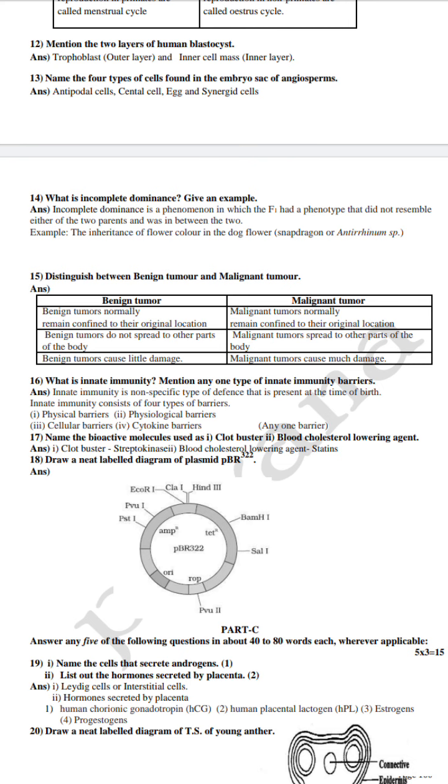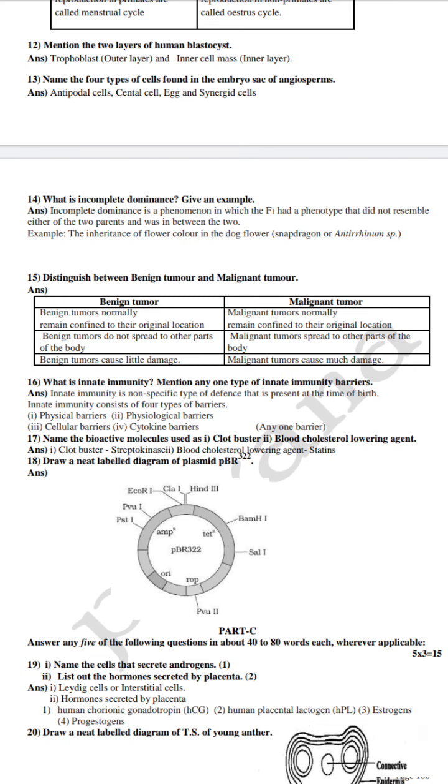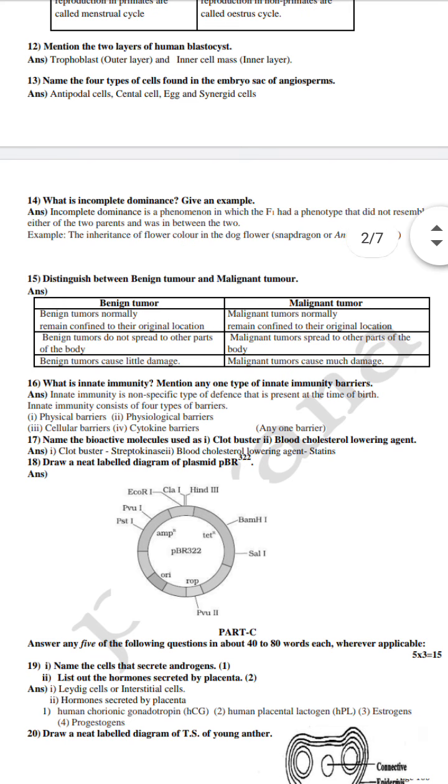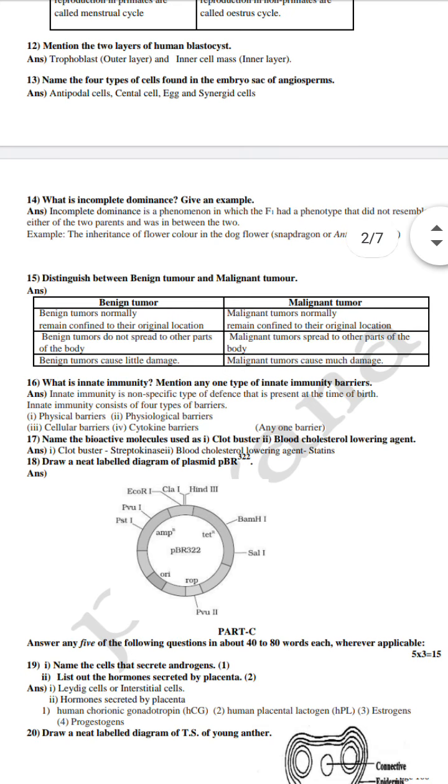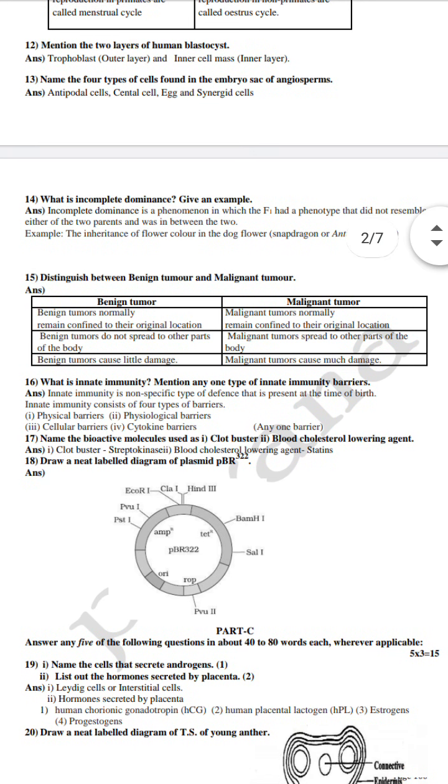Next, 13th question. Name the 4 layers of cells found in embryo sac of angiosperms. Angiosperms are also called as flowering plants, and the female sex organ is gynoecium comprising ovules. Ovule has embryo sac. Embryo sac has 4 types of cells. 1 type antipodals, 2nd type central cell, 3rd one egg cell, and 4th one synergids. Antipodals are haploid in condition. Their location is towards chalazal end. There are 3 in number.